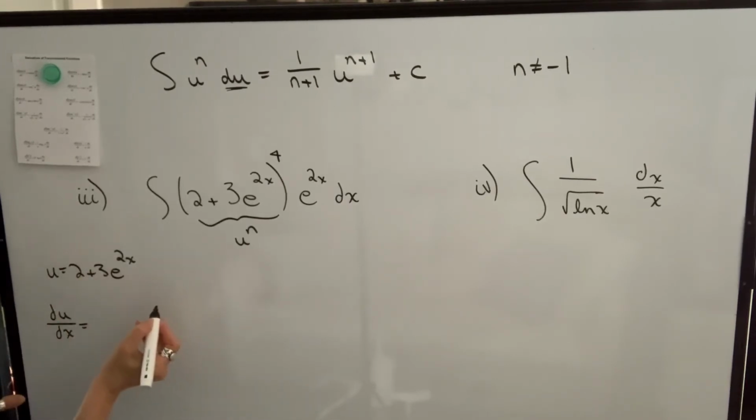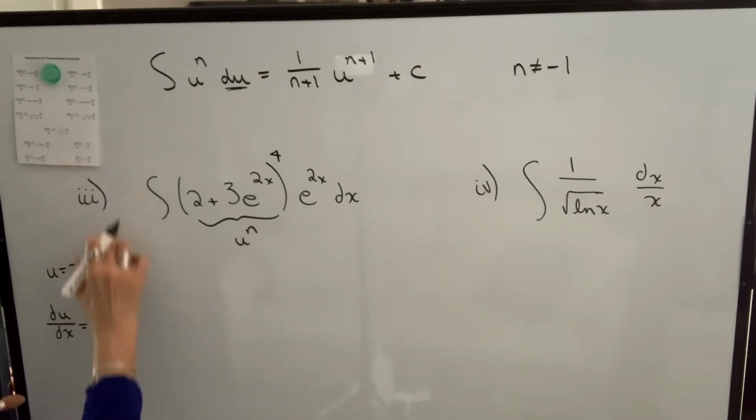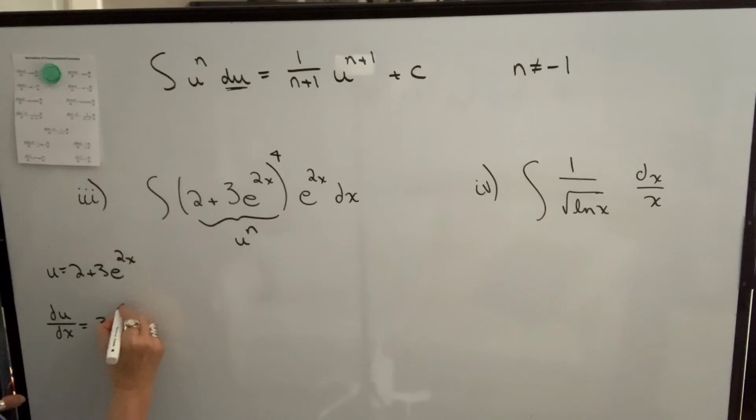Derivative of 2 is 0. The derivative of 3 times a function will be 3 times the derivative of that function. The derivative of e to the something is e to that something, then times the derivative of that something. The derivative of 2x is 2. Then express the du factor as 6e to the 2x dx.